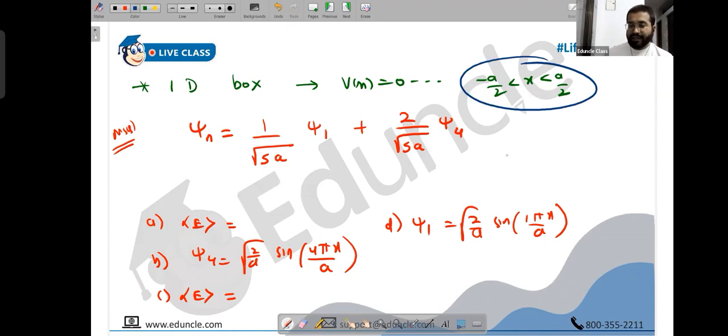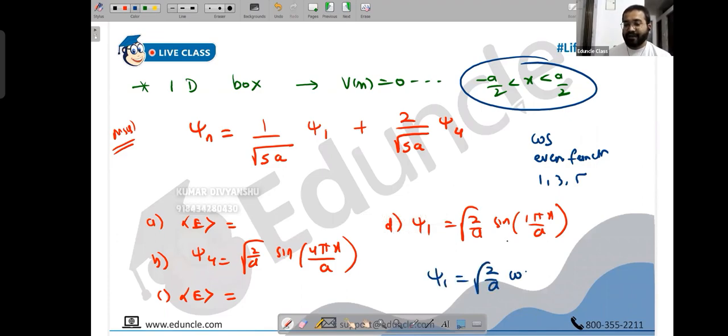And in that we know that cos is an even function. So that should be valid for all quantum numbers 1, 3, 5. So do you think psi 1 can be sine? No. Psi 1 must be root of 2 by a cos. And this is where option D becomes wrong. But students will end up marking this because hardly many students really learn symmetric potential well. Psi 1 will be root of 2 by a cos.